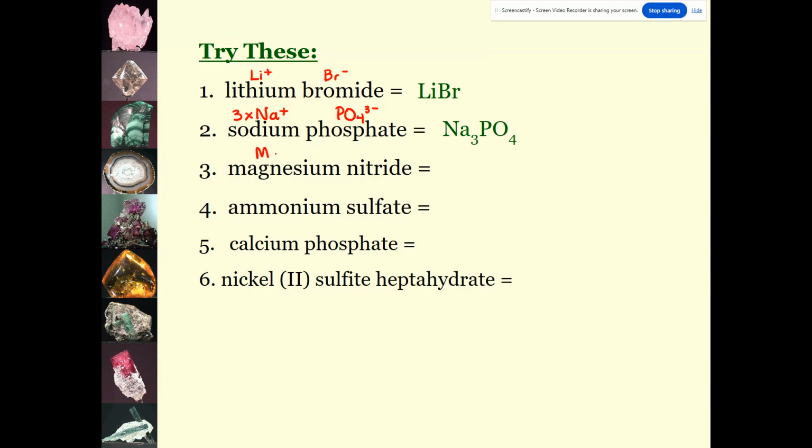Next, we have magnesium nitride. Magnesium is 2 plus, and nitride is nitrogen. Being in group 15, it has a 3 negative charge. Now, to get these to balance, it's not quite as easy, right? I have a 2 and a 3. So you have to think of what's the first common thing we can get them to, which is 6. That would require 3 magnesiums and 2 nitride ions. So the formula would be Mg subscript 3, N subscript 2. Again, meaning 3 magnesiums and 2 nitride ions.